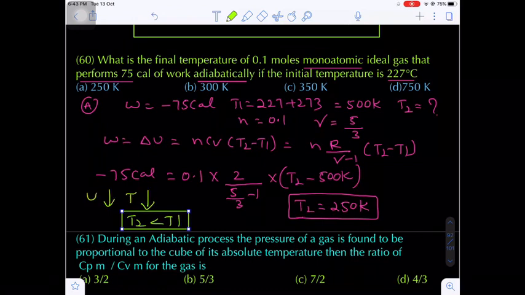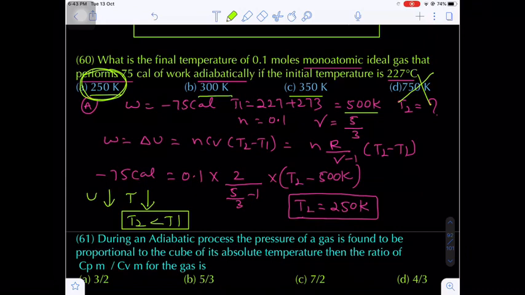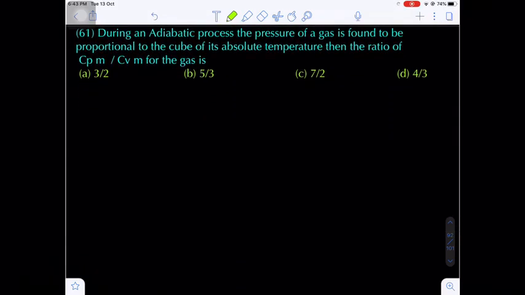So there are 4 options. Out of 4, one option will be 750. That means it is greater than 500 Kelvin. So it is neglected, it is ignored. And the remaining 3 options, 250 Kelvin, 300 Kelvin, 350 Kelvin, they are less than 500 Kelvin. So out of the remaining options, you have to select the correct option. But here the exact option will be the first option. That will be 250 Kelvin. Okay.